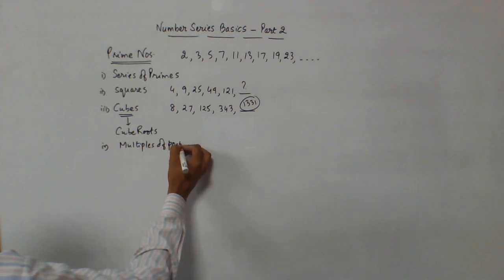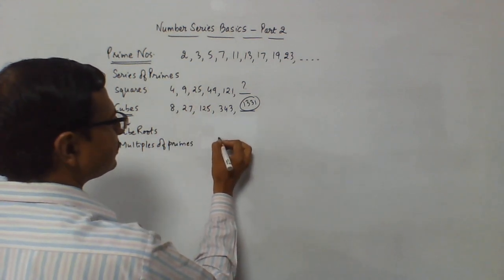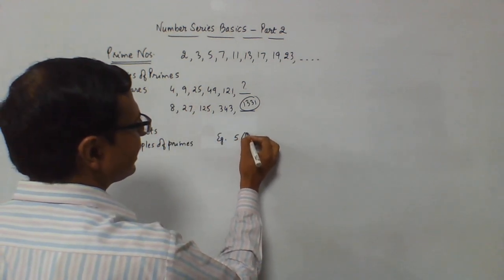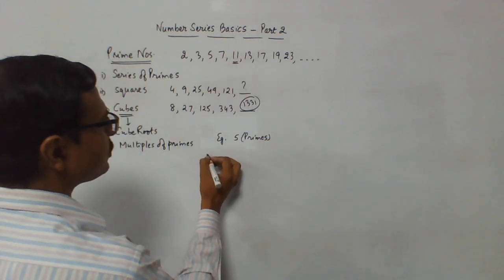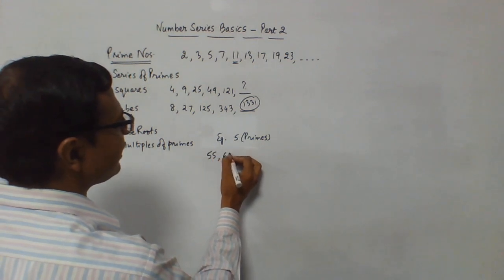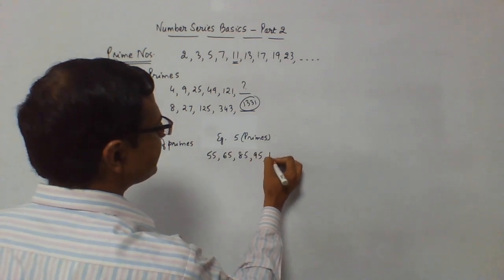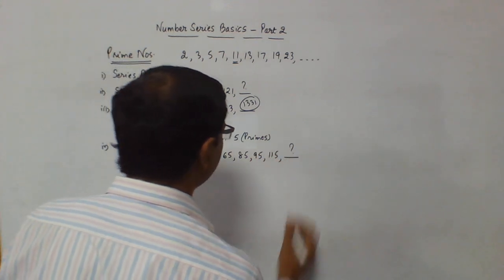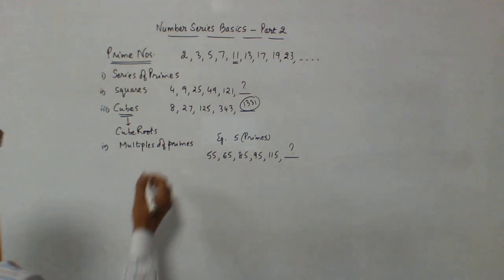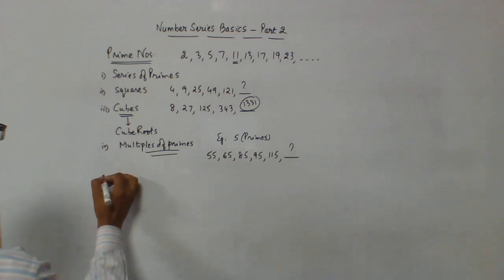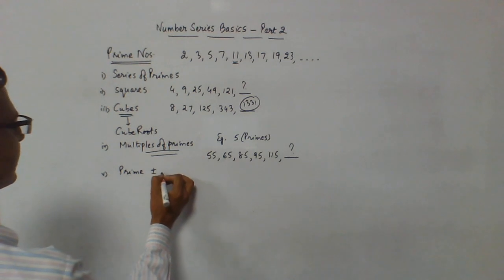Or you can have multiples of primes. Suppose I write 5 times primes as the rule, and I start from 11. So 5 into 11 is 55, 5 into 13 is 65, 5 into 17 is 85, 5 into 19 is 95, 5 into 23 is 115. So what comes next? You'll have to crack the rule, how to find that multiple of 5. So that is multiples of primes.